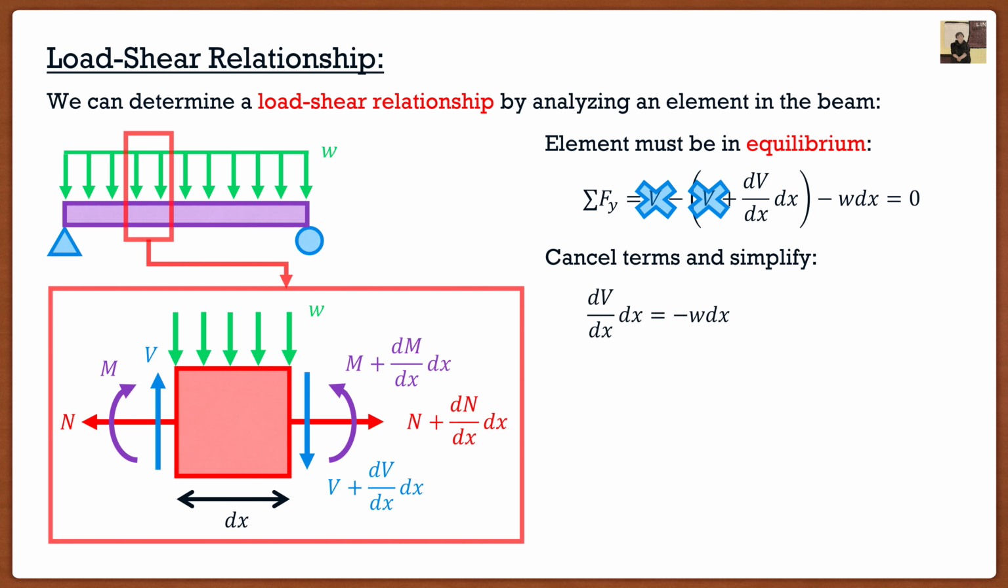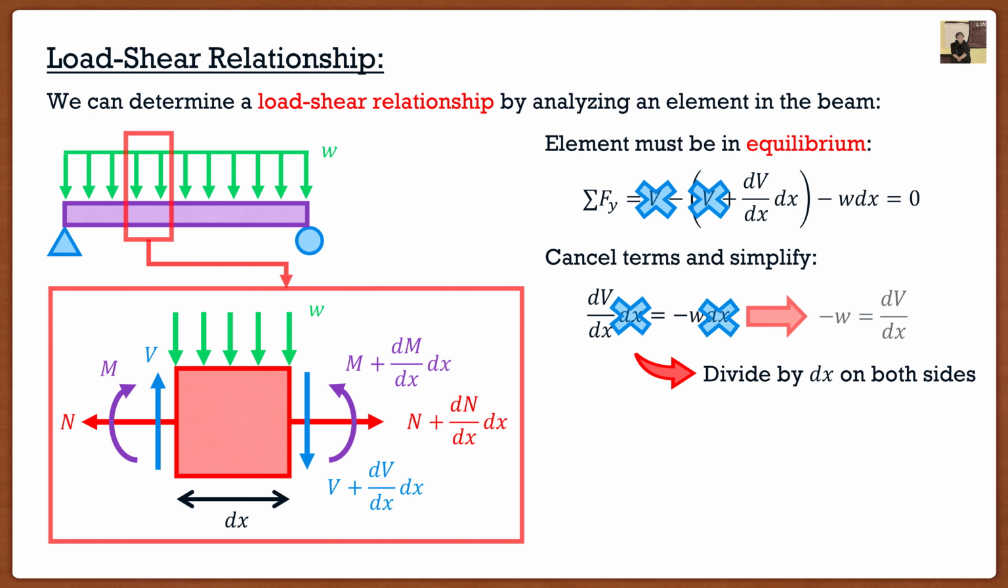And once we simplify it, we get the following, where dV over dx multiplied by dx is equal to negative w times dx. Now if we look at this, we can simplify it even further because we have dx on both sides. So we're going to divide by dx on both sides. That gets rid of that. And we get this equation where the negative of our distributed load w is equal to dV over dx.